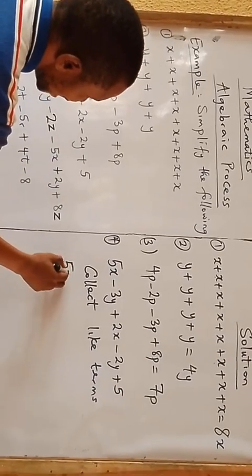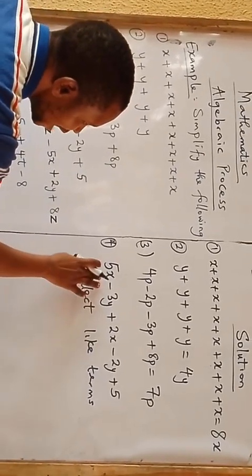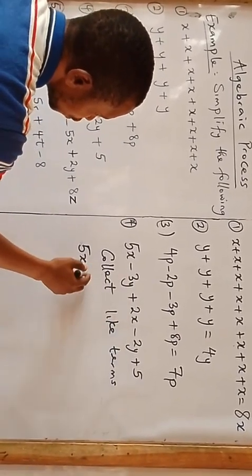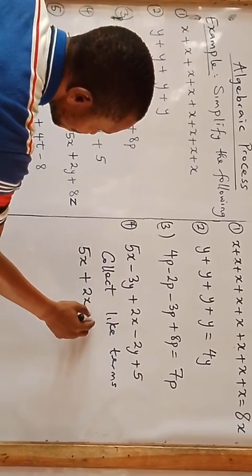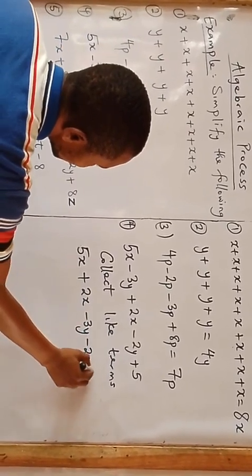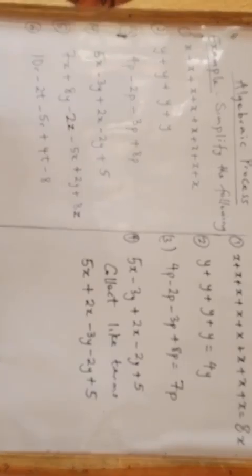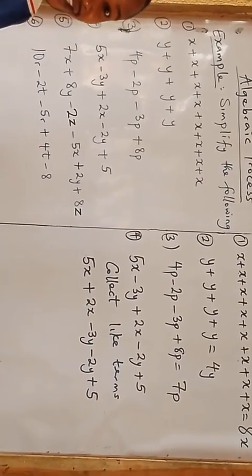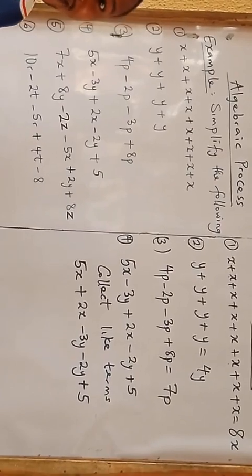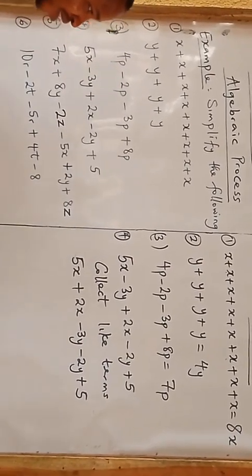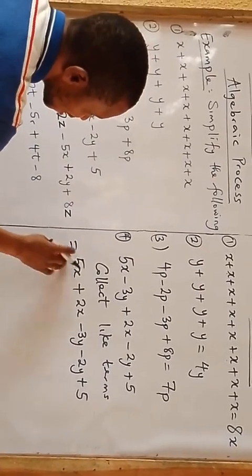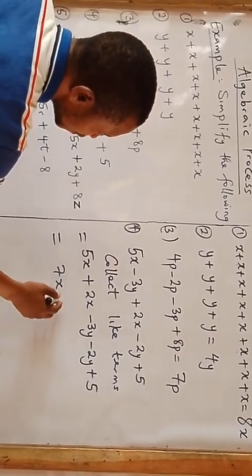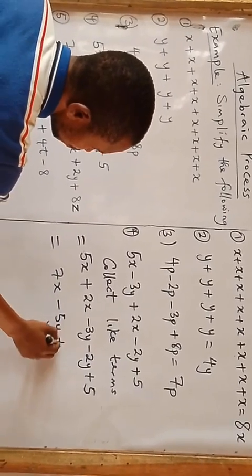So you are going to have 5x. Another variable that looks like it here is 2x, and the sign in front of it is plus. So you are going to have plus 2x minus 3y minus 2y plus 5. The sign in front of each number is like its head. Imagine yourself without head. Or probably if you see somebody without head, what will you do? I trust you, you will run away. So you will proceed further to simplify. 5x plus 2x will give us 7x. Minus 3y minus 2y will give us minus 5y plus 5.